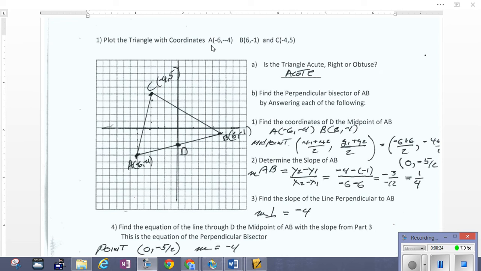So here we go. We're plotting 3 points to determine the triangle, and then determining, once the points are plotted, whether it is acute or obtuse, okay? I mean, it should be obvious. You're not doing any angle measure, but it should be obvious just by its appearance.